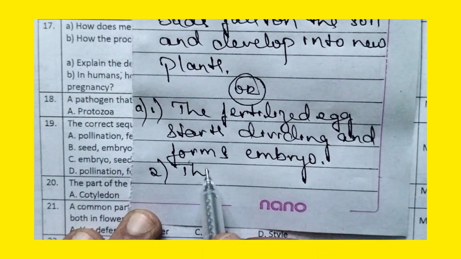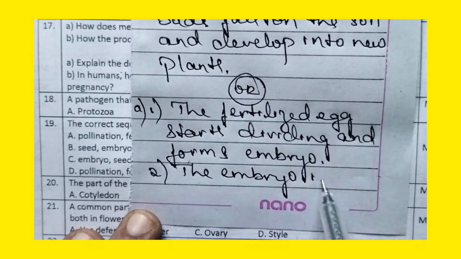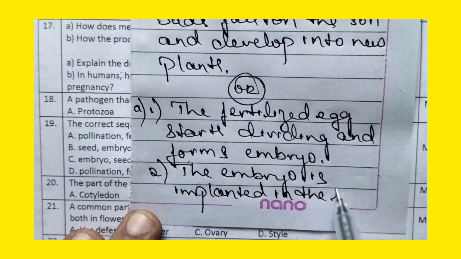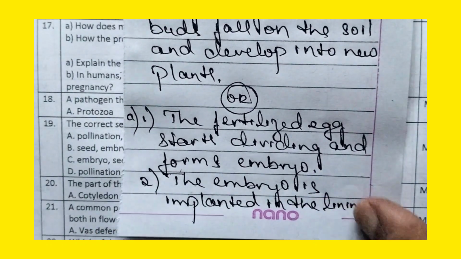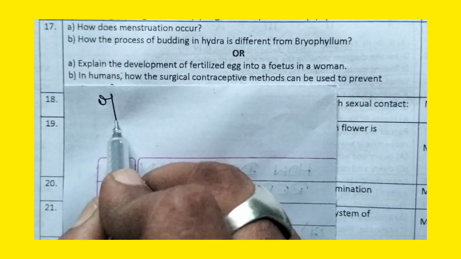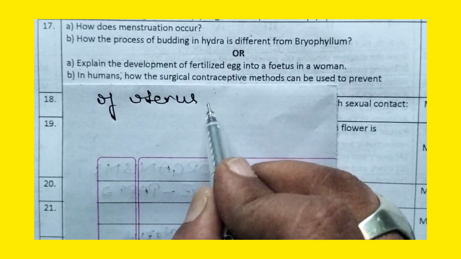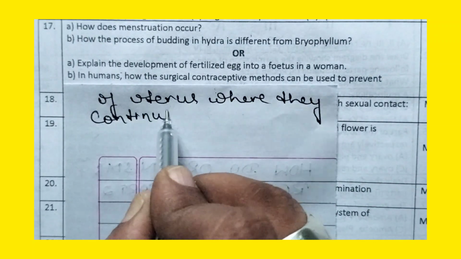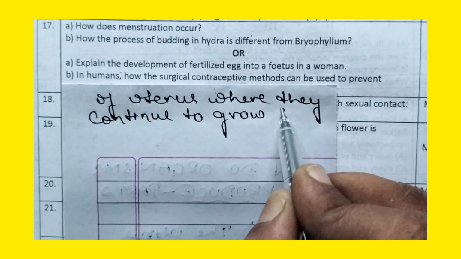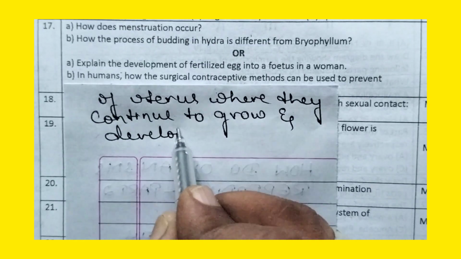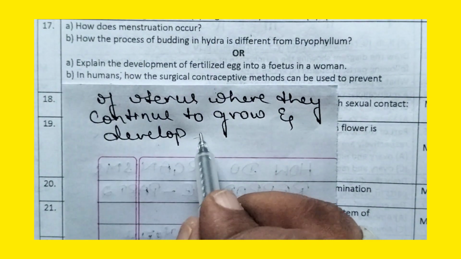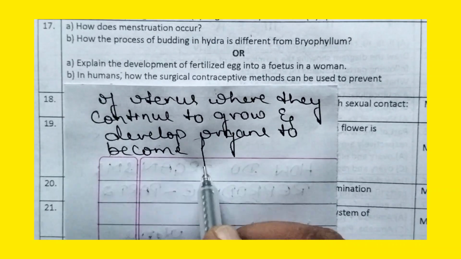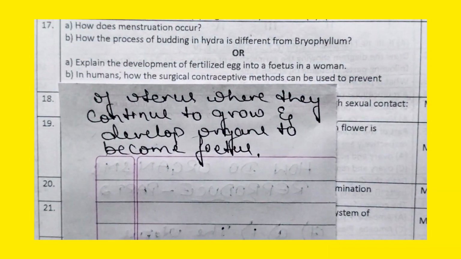The second point is the embryo is implanted in the lining of the uterus, where it continues to grow and develop organs to become a fetus. So this is the answer for the first question.